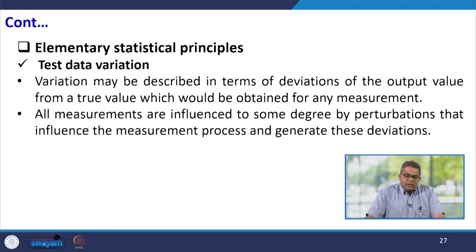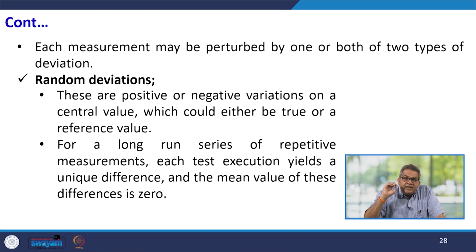Let us talk about the elementary statistical principle, test data variation. The variation may be described in terms of a deviation of the output value from a true value which would be obtained for any measurement, and that is desirable for the product accuracy. And all measurements are influenced to some degree by perturbations that influence the measurement process and generate these deviations. And each measurement may be perturbed by one or both of two types of deviation.